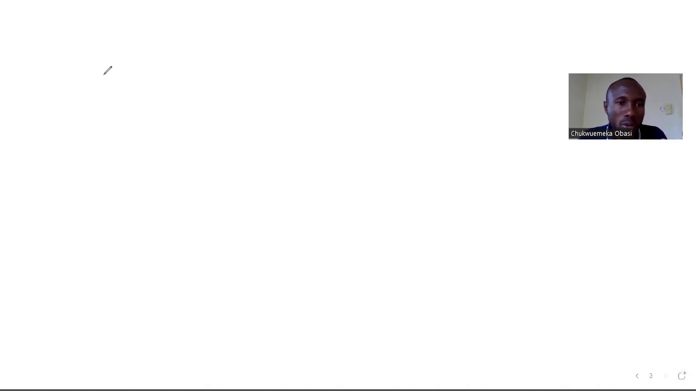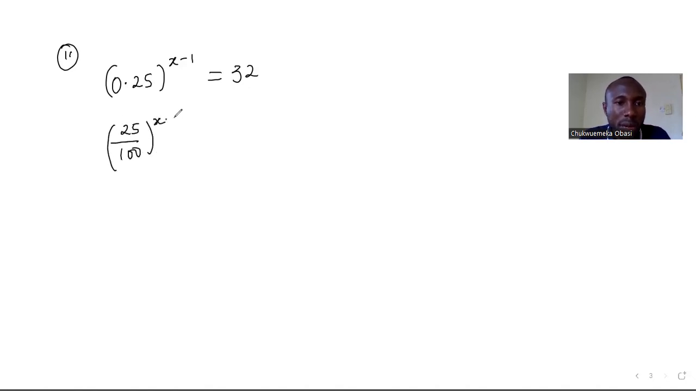The next example here is question 11. It says 0.25 all to the power x minus 1 is equal to 32. Now, how do you simplify this one? Very simple. The first thing you want to do is to go ahead and resolve these decimals to fractions. So 0.25 in fraction will be 25 over 100 all to the power x minus 1 is equal to 32.